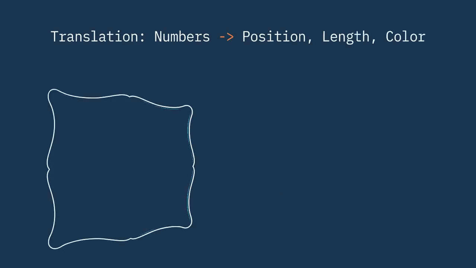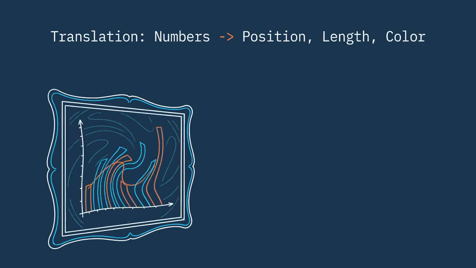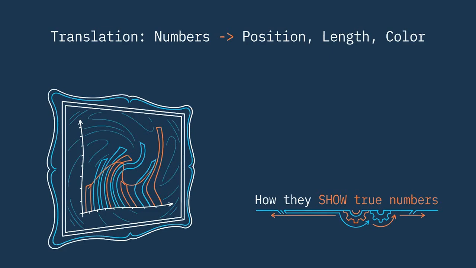A graph is a translation. It takes numbers and turns them into position, length, color, or area. If that translation is distorted, the message changes, even when the data are real. Graphs rarely lie by inventing numbers. They lie by how they show true numbers.